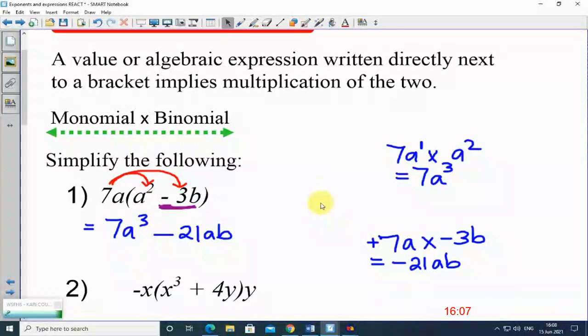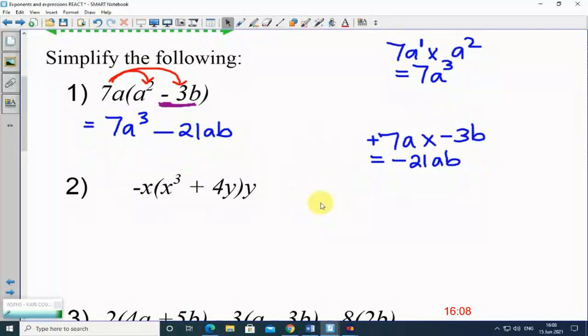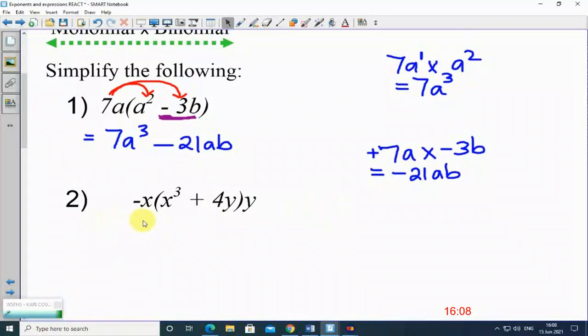Okay, let's do the next question. Well, this is a bit of an odd question as well. Look, there's a minus x at the front next to the bracket, and then there's a y at the back also next to the bracket. So what does that mean? It means this must be multiplied by this, which is multiplied by this.